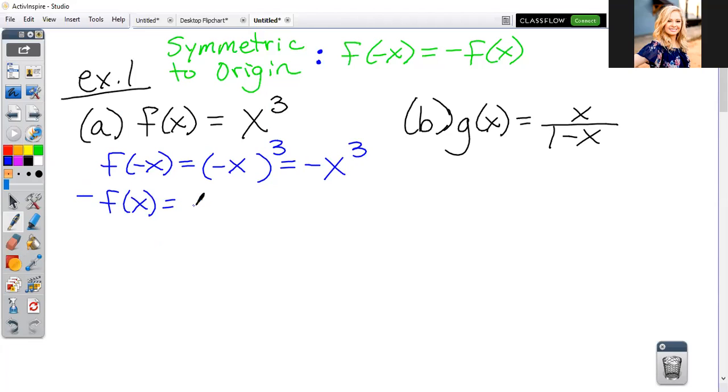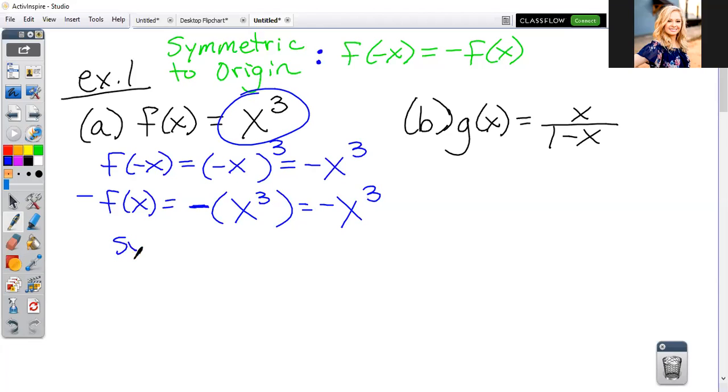Now I need to find negative f of x. So that means I say negative, and then in parentheses, I put what f of x is. What is f of x? Not x, it's x cubed. And I simplify that. What's negative times x cubed? Negative x cubed. Did you get the same thing? Yes. So it is symmetric to the origin.